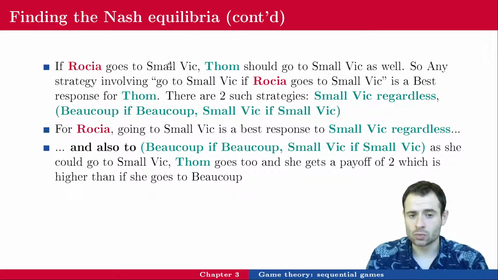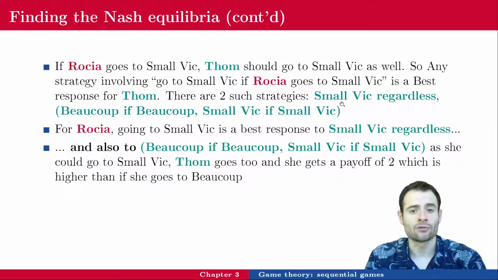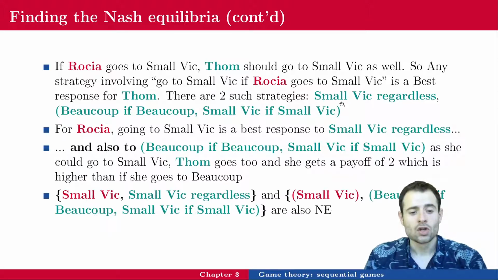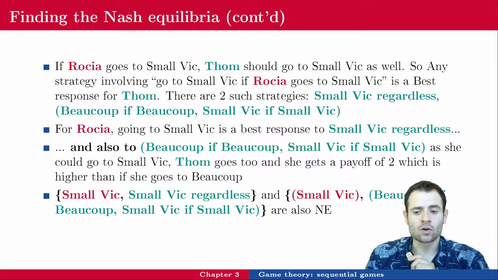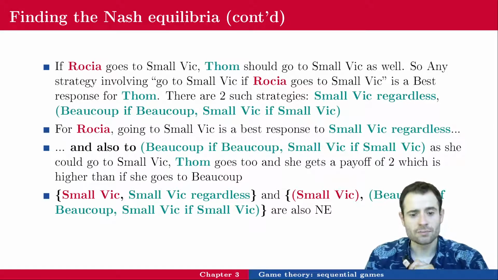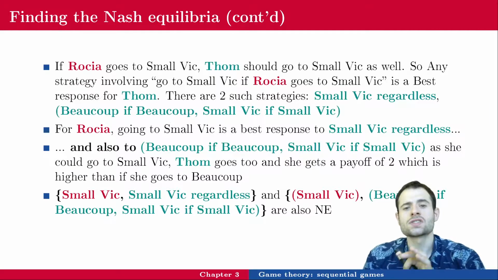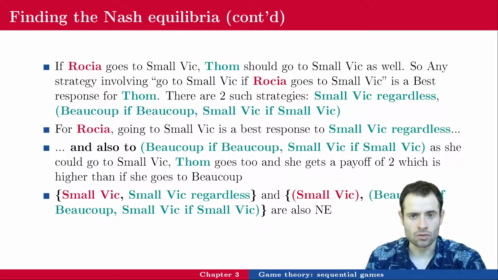And if she goes to small victory, Tom wants to play either of these two strategies. They will yield the same payoff. So now we have two more Nash equilibria. Rosia goes to small victory in both of these, and Tom in one of them goes to small victory no matter what, and in the other, he just follows her wherever she goes.